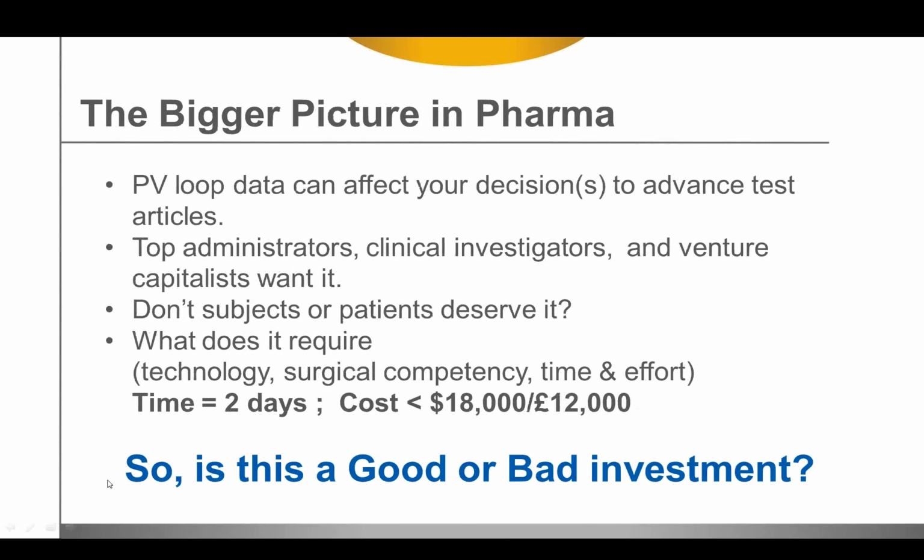So, in the big picture, the pressure volume loop data can affect your decisions to advance a test article. Drug houses want to know this. Clinical investigators want to know this. Patients who are on clinical trials would like to know this as well. Top administrators, clinical investigators, and venture capitalists want to know it because they want to know what to do with a test article. And don't subjects or patients deserve it?